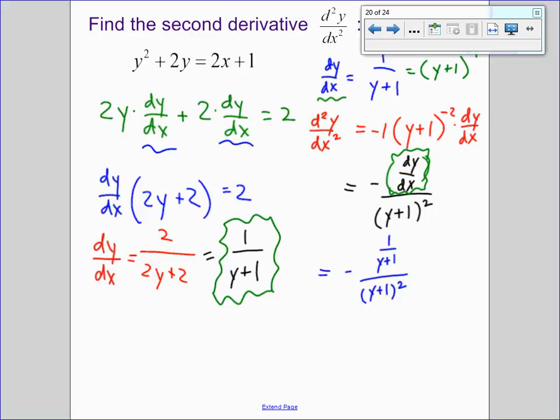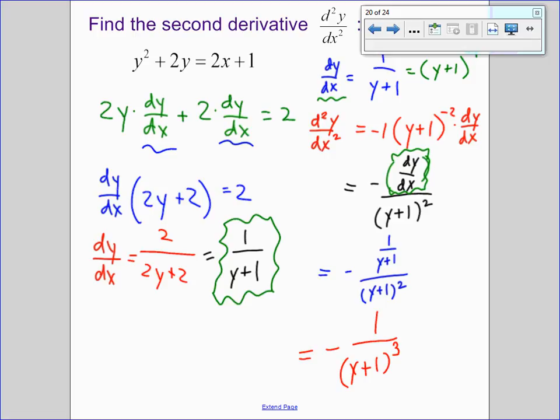And that is the ugliest compound fraction I've seen in recent memory, so we'll go ahead and apply our rules for dividing with fractions. I know that 1 over y plus 1 divided by y plus 1 squared is the same as 1 over y plus 1 times the reciprocal, 1 over y plus 1 squared. However you'd like to simplify this, I get negative 1 over y plus 1 quantity cubed. You guys see it? Bam!